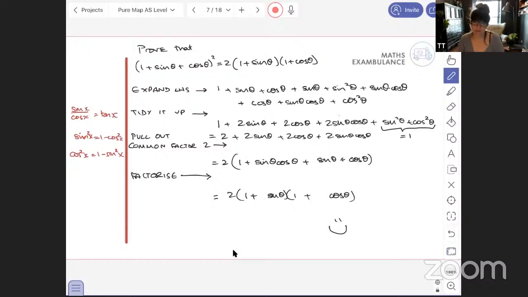20 more seconds. If you got yourself in a tangle, have a look at my solution and see if you can unpick what's going on there.